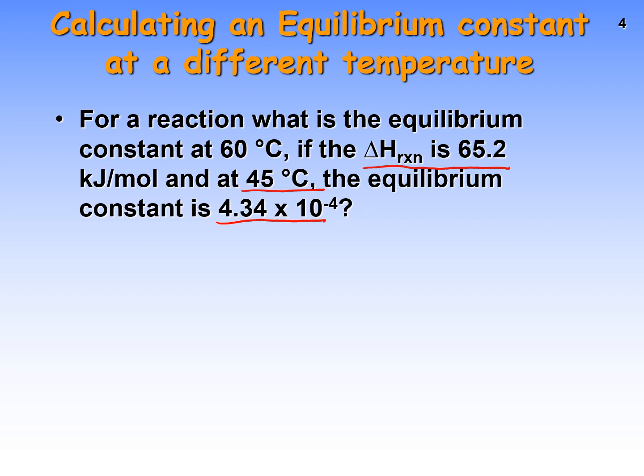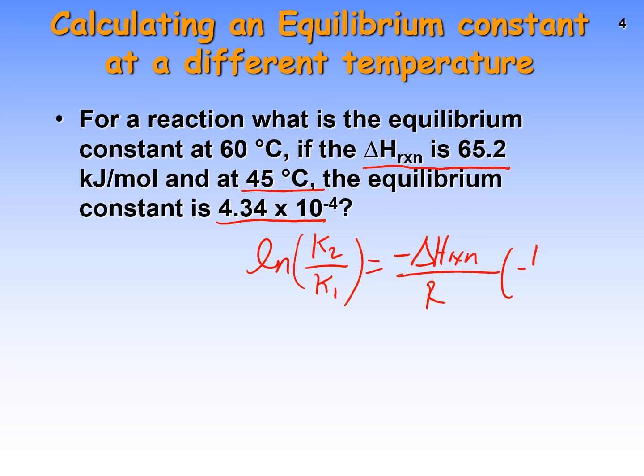So effectively, we're going to be using our equation that we learned about, right? ln of capital K2 over capital K1 is equal to negative delta H of our reaction over R times 1 over T2 minus 1 over T1. And at this point, we have the delta H, right? We always know R. So we have those values. We have a T1 and a T2, and we have a K1. So we need to solve for K2. All right, so let's plug in some numbers.